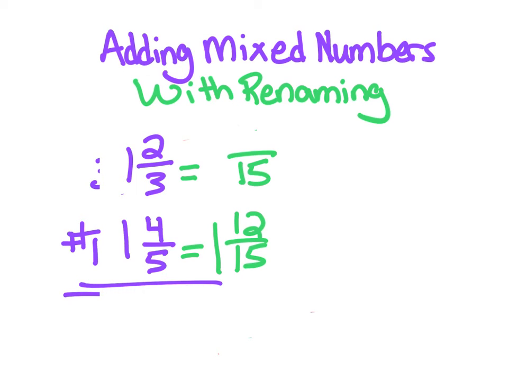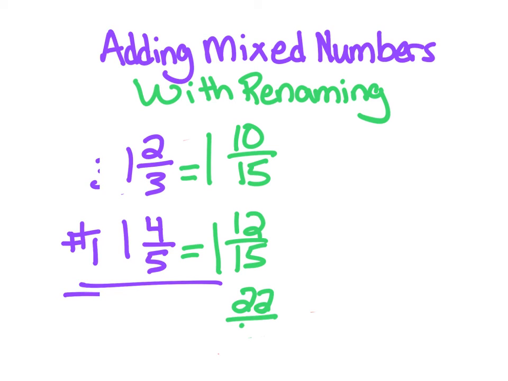In the top one, what times 3 gives me 15? That would, of course, be 5. So if I multiply by 5 in my denominator, I do the same to the numerator. 2 times 5 is 10. So 1 2/3 is the same as 1 10/15. Now we can go ahead and add, now that the denominators are the same. 10/15 plus 12/15 is 22/15.